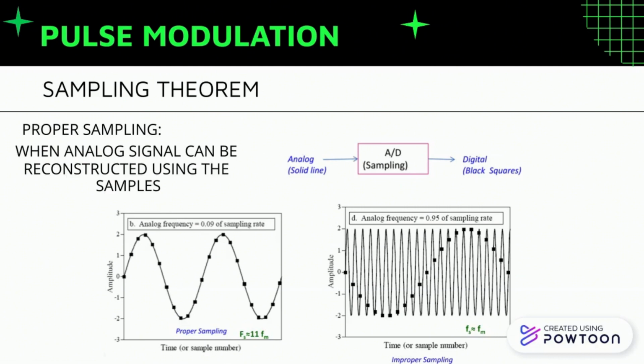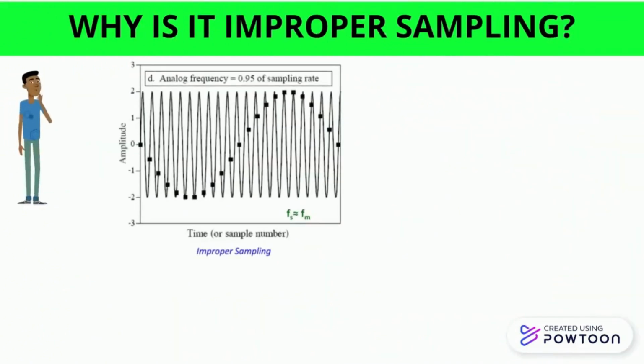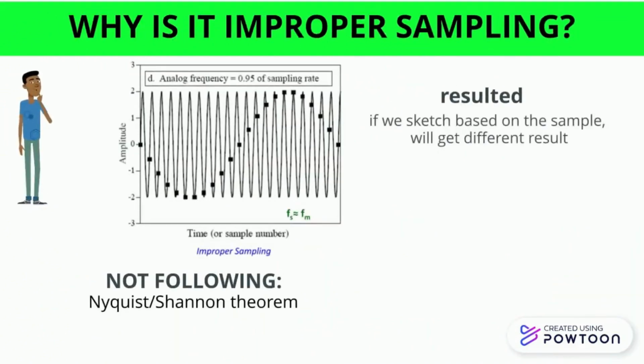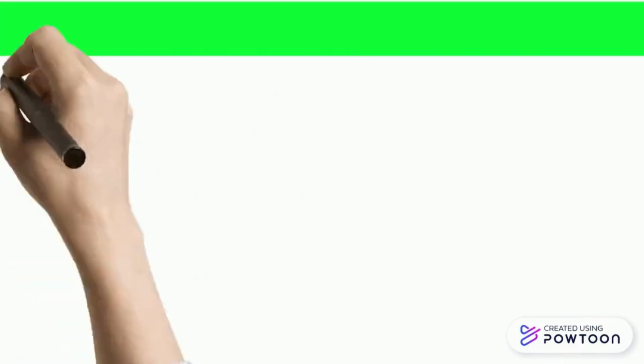We can see that in the proper sampling, we can get back the analog signal using the samples. However, for the improper, we will get a different analog signal if we use the samples. So why is it improper? The answer is because it doesn't follow the Nyquist and Shannon theorem, which resulted in a different analog signal based on the samples we get.